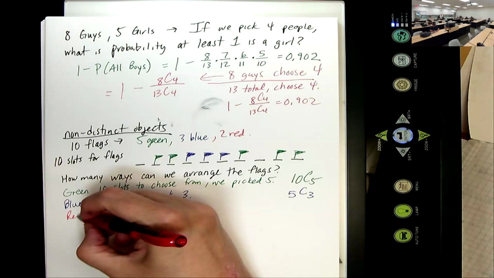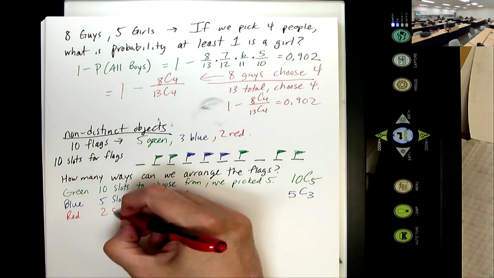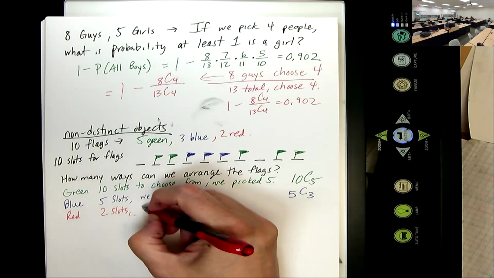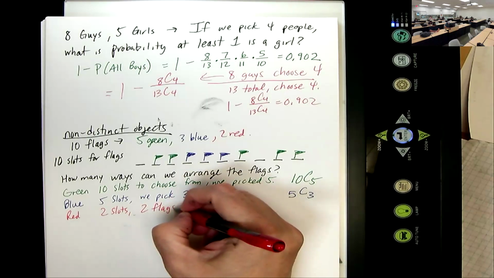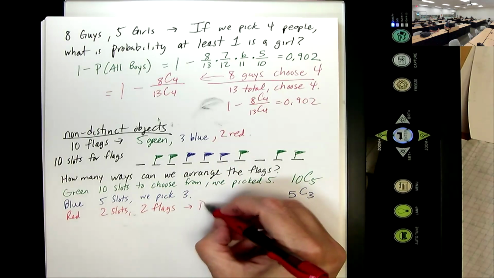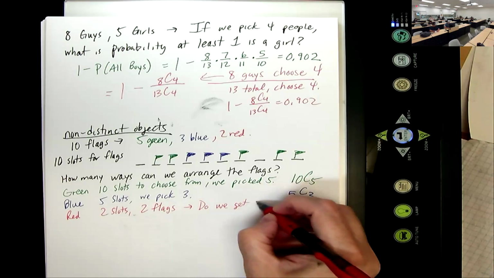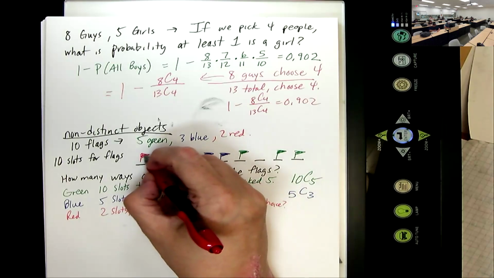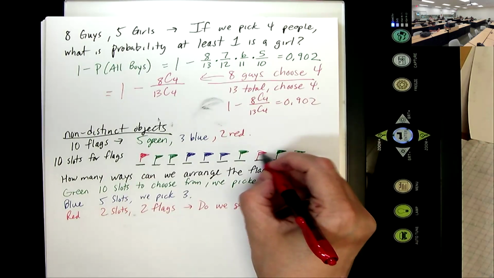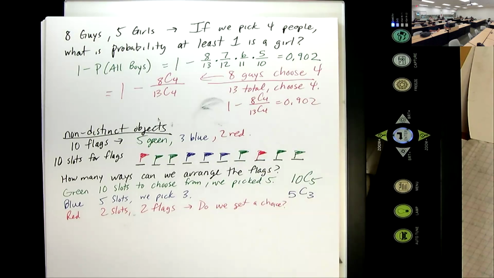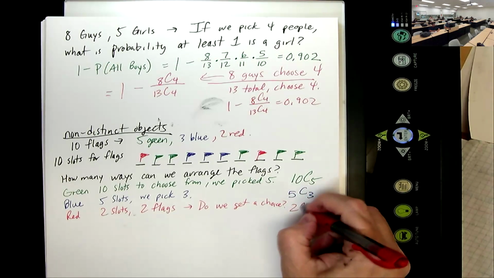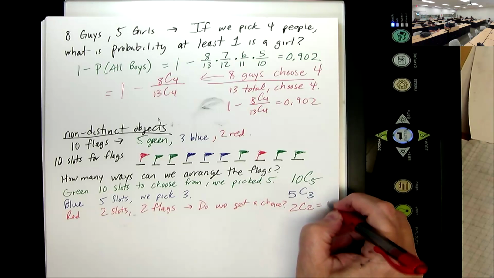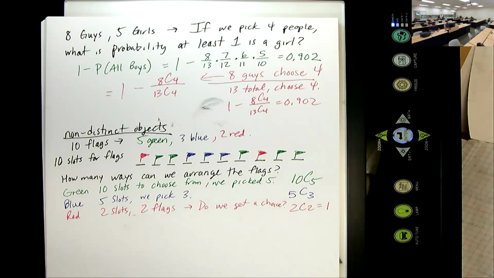Red flags. We have 2 slots and 2 flags. Do we get a choice? Not really. It doesn't matter which one I put because they look the same. 2 choose 2 actually equals 1. But I'm going to show you how this works out, and we're going to use the formula version.